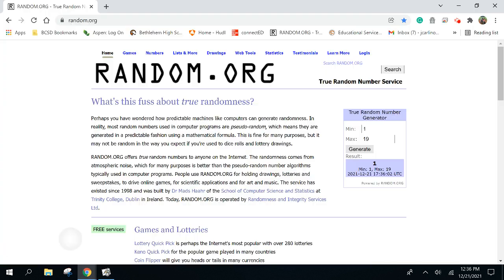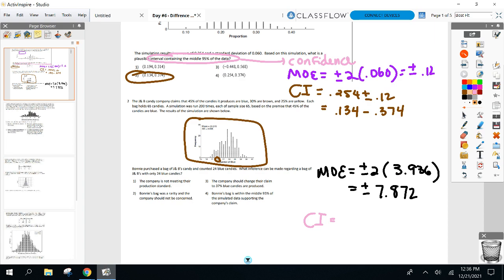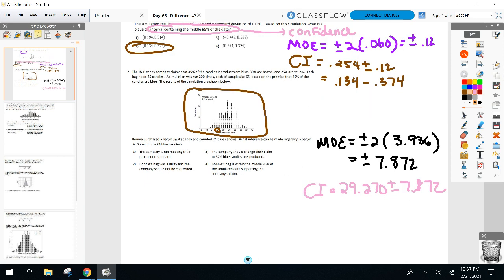Confidence interval again. Give me actual numbers here. What do I have to add? No, just tell me what I need. Just set it up. Don't tell me what it actually is. So like the mean. Yep. So 29.270 plus or minus 7.872. Thank you. All right, so we'll be pretty confident that how many blue candies should be in every bag here?